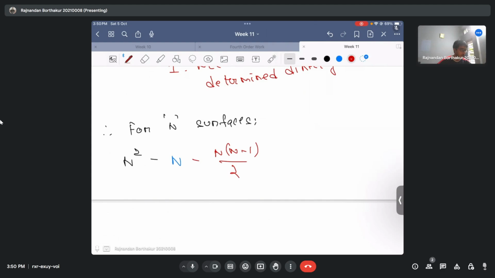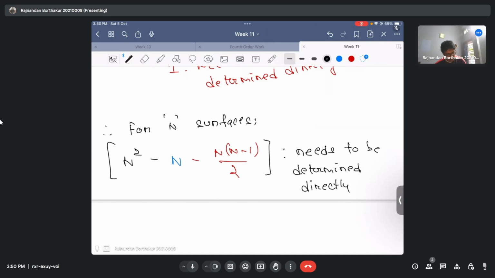Okay, so these many view factors need to be determined directly. Because, as I repeat, for n surfaces, there will be a total of n square view factors, out of which n view factors will come from the summation rule, and n into n minus 1 by 2 view factors will come from the reciprocity relation. Which means if you subtract the known view factors, because you have these many equations, the other remaining view factors need to be determined.